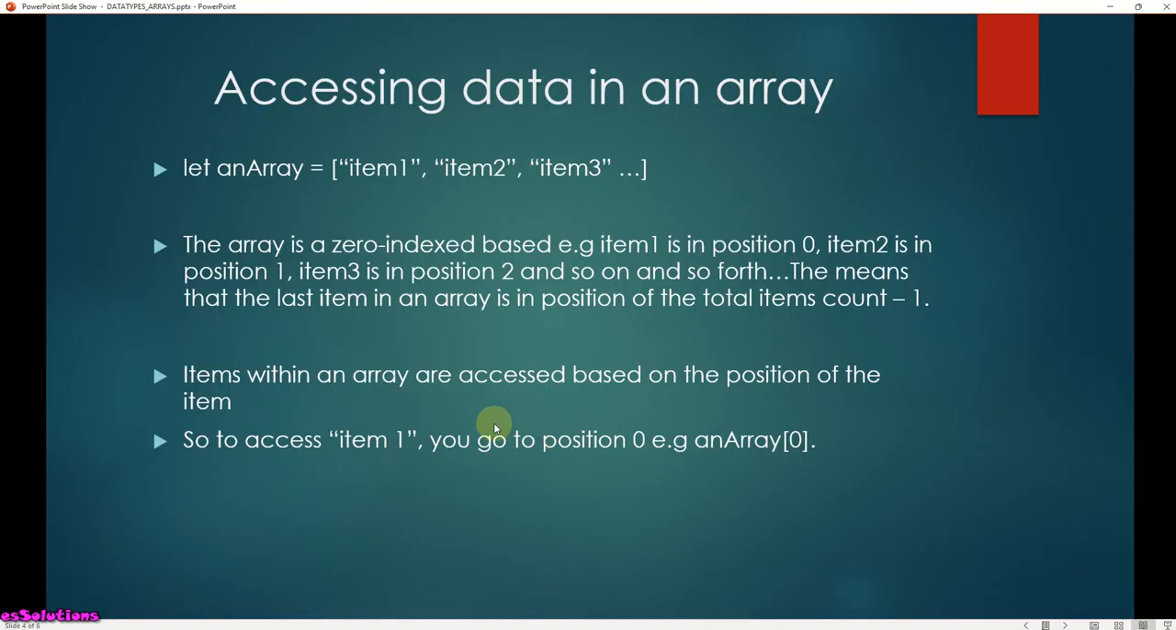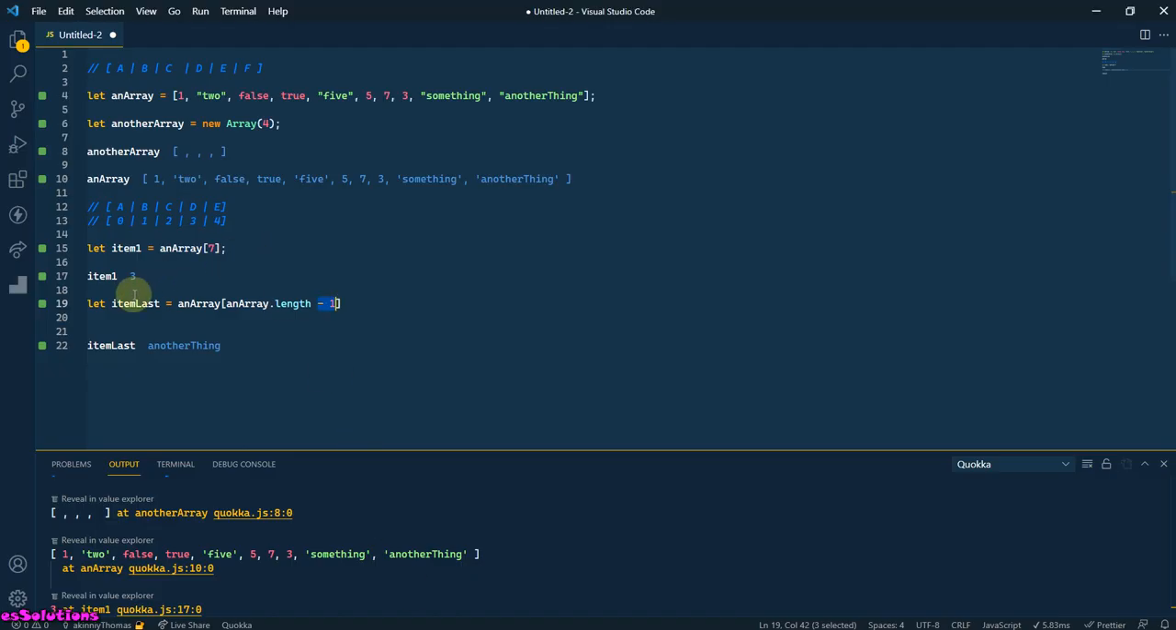I hope that is clear. The array is 0 index based. So it means that item 1 is in position 0, as I said. Item 2 is in position 1. Item 3 is in position 2, and it goes on like that. And that will mean that the last item in an array is in the position of the total items minus 1. So items in an array are accessed based on the position of the item, as I showed us. So item 1 will be in position 0. So you go to that array in position 0. And it's very important you put this in square brackets. It has to be square brackets. So array, square bracket, and you put the position.